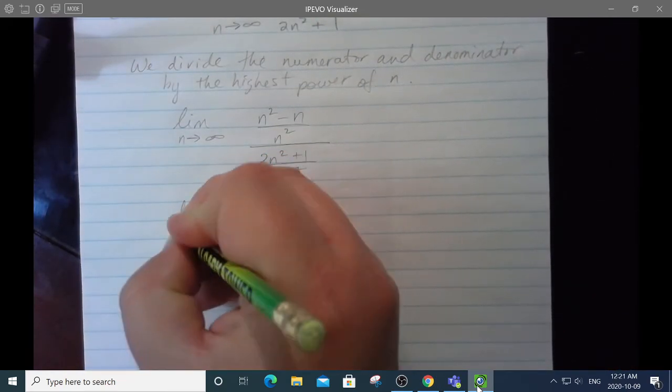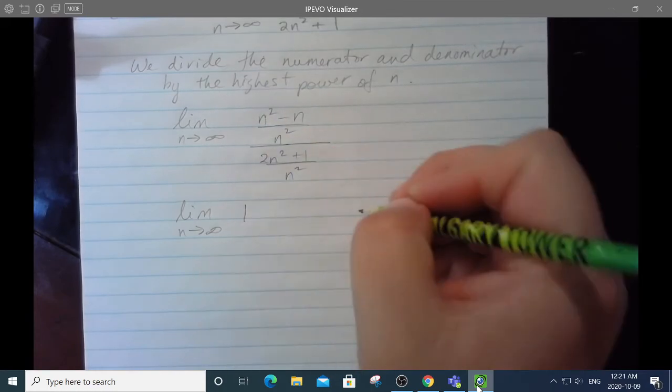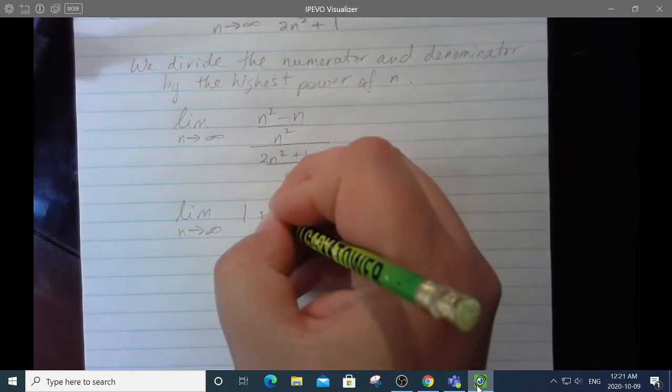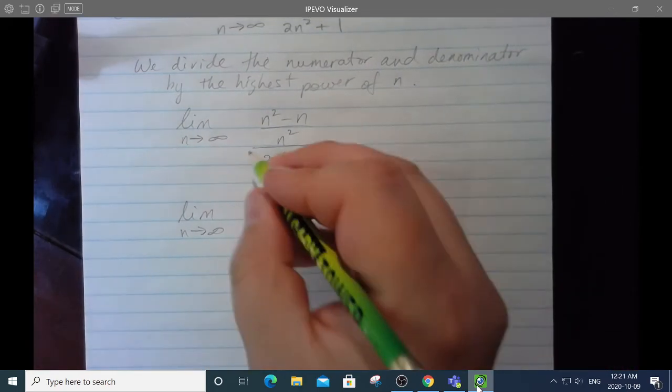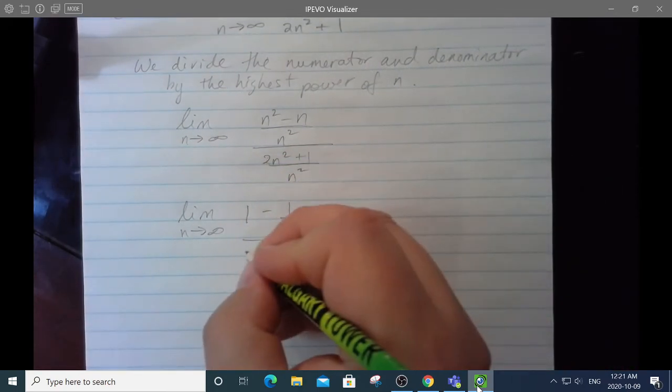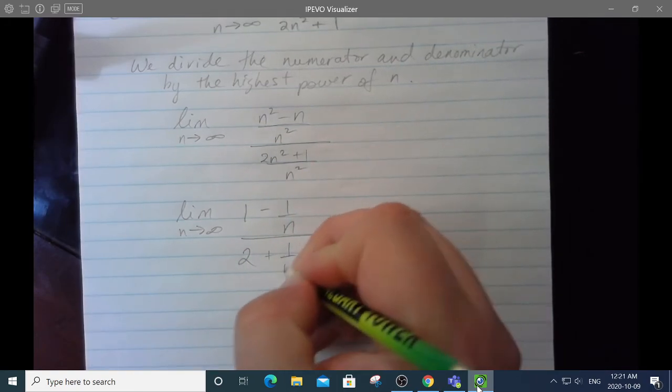So it's the limit as n approaches infinity. And n squared divided by n squared is 1. n over n squared is 1 over n. 2n squared over n squared is 2. And then 1 over n squared is 1 over n squared.